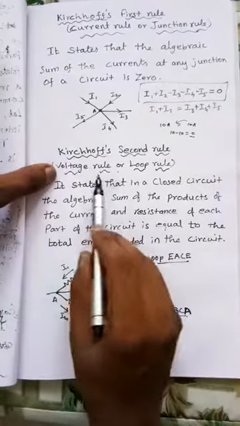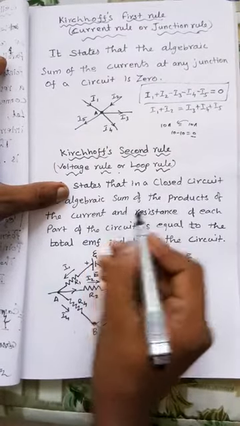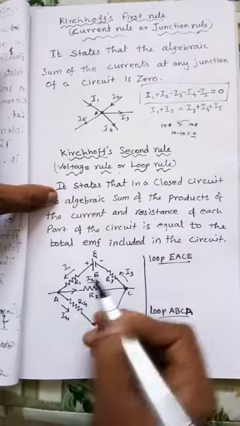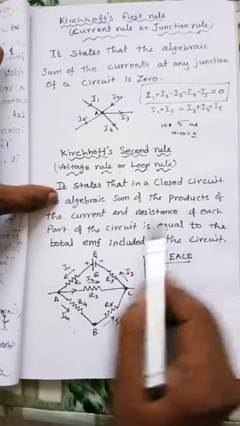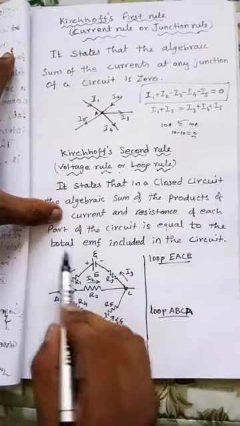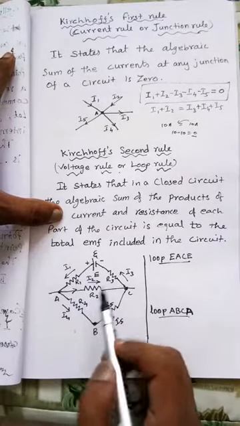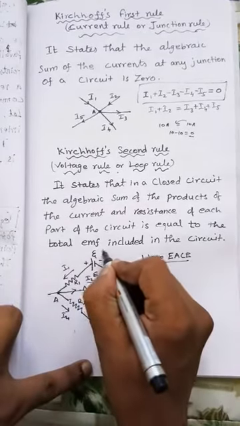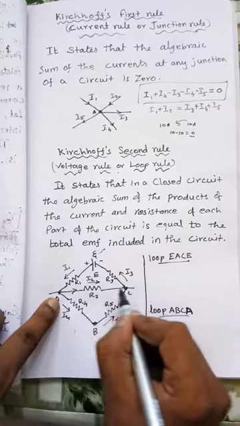Now, how to define the law? It states that in a closed circuit, the algebraic sum of the products of current and resistance in each part of the circuit is equal to the total EMF included in the circuit. See how to define it. First consider one loop, E A C E. This part.